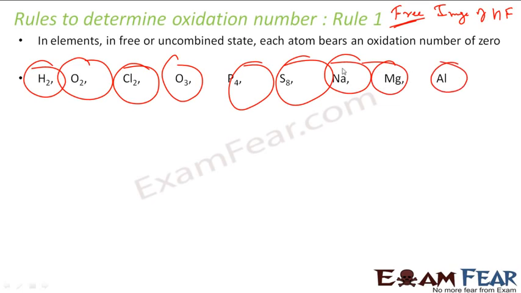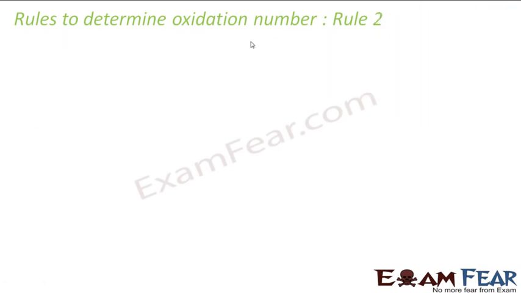Free state oxidation number is 0. So if I am asked to find the oxidation number of sodium in Na, it is 0. Oxygen in O2 is 0. In O3 it is 0. Magnesium in Mg it is 0. Hydrogen in H2 is 0. Right? Free state 0. First rule is done.